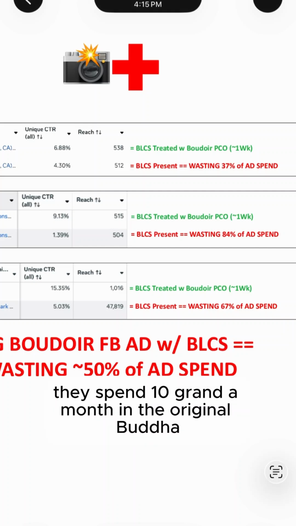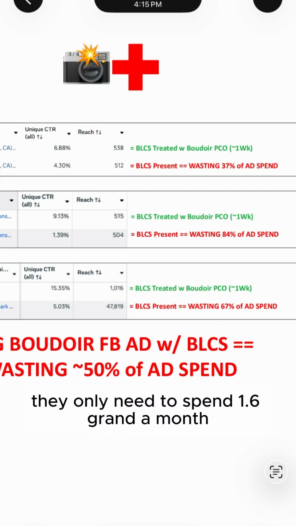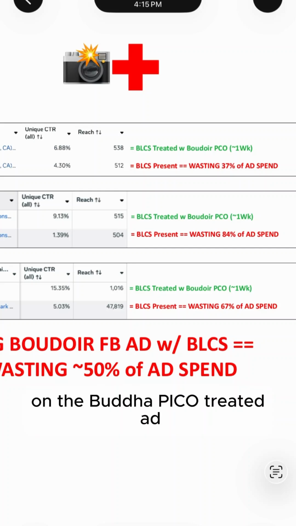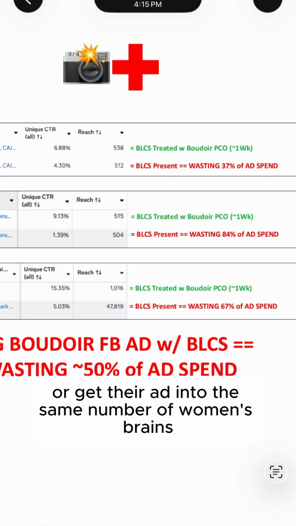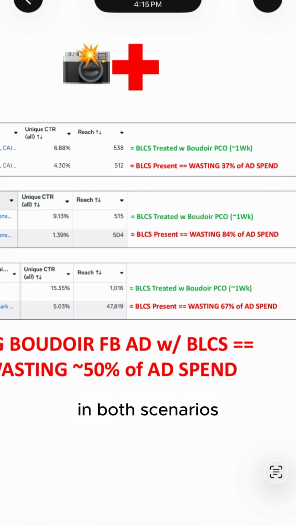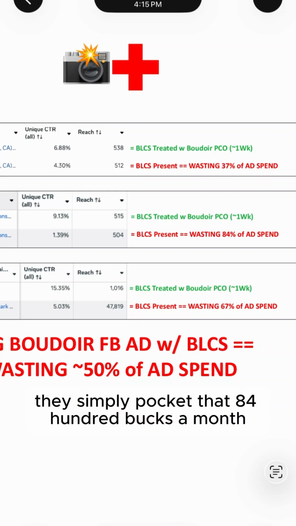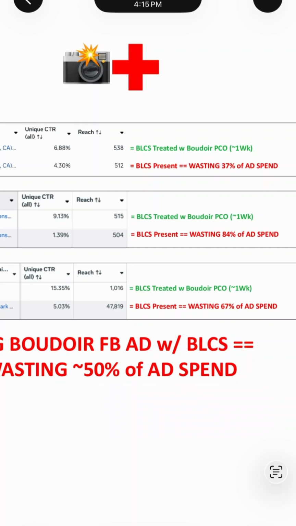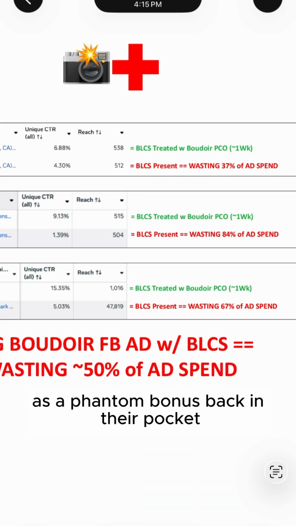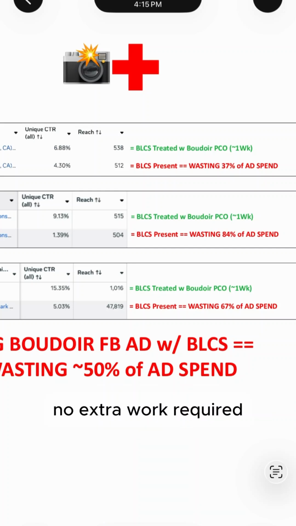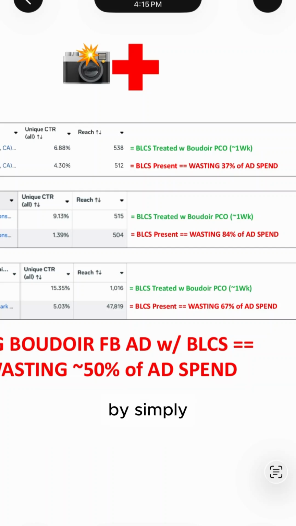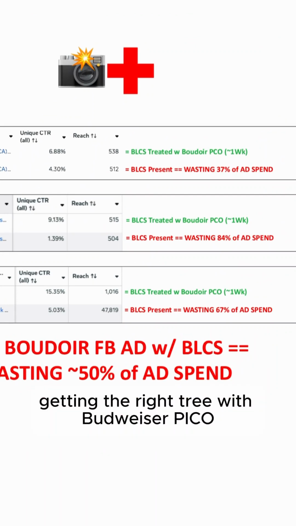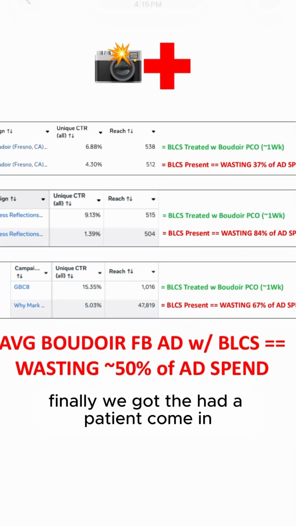And as a result, they spend 10 grand a month on the original Boudoir Facebook ad. Now they only need to spend 1.6 grand a month on the Boudoir Pico treated ad, and they can get their ad into the same number of women's brains in both scenarios. So they simply pocket that $8,400 a month, not needing to spend that ad spend anymore, as a phantom bonus back in their pocket, no extra work required. And that's like a 100 grand bonus at the end of the year by simply getting their ad treated with Boudoir Pico.